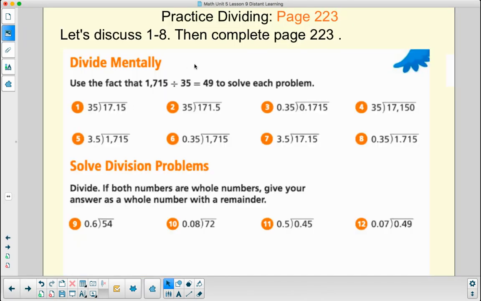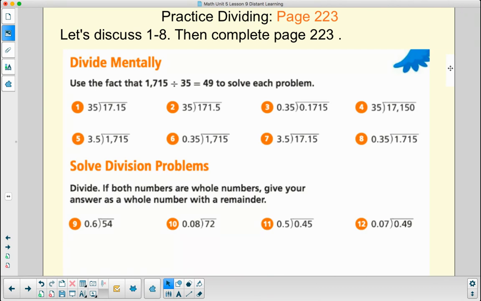First of all, I want you to take a look at page 223. They're going to start with having us divide mentally. Dividing mentally means doing the math in our heads. We're not going to write anything down except our answer. So they say use the fact that 1,715 divided by 35 equals 49.